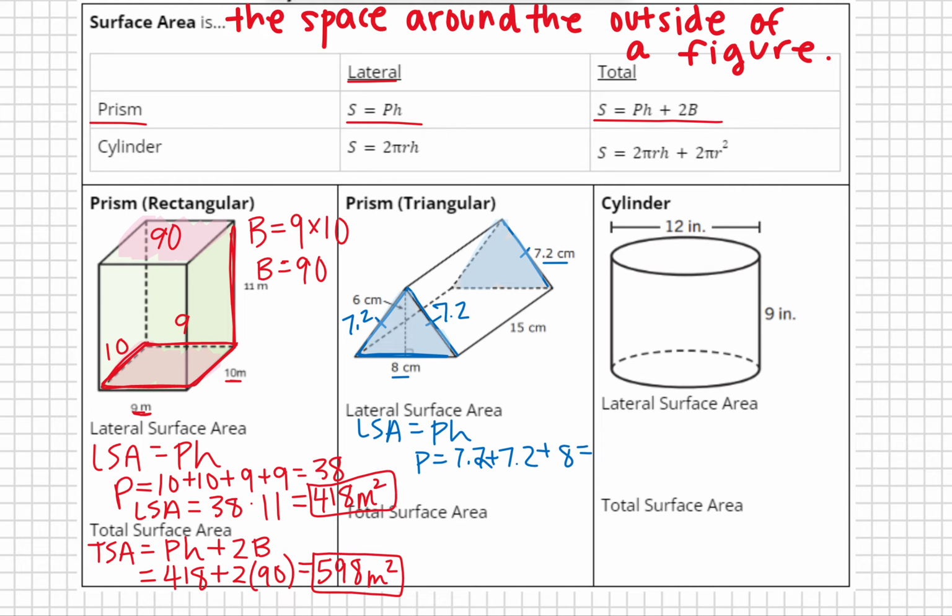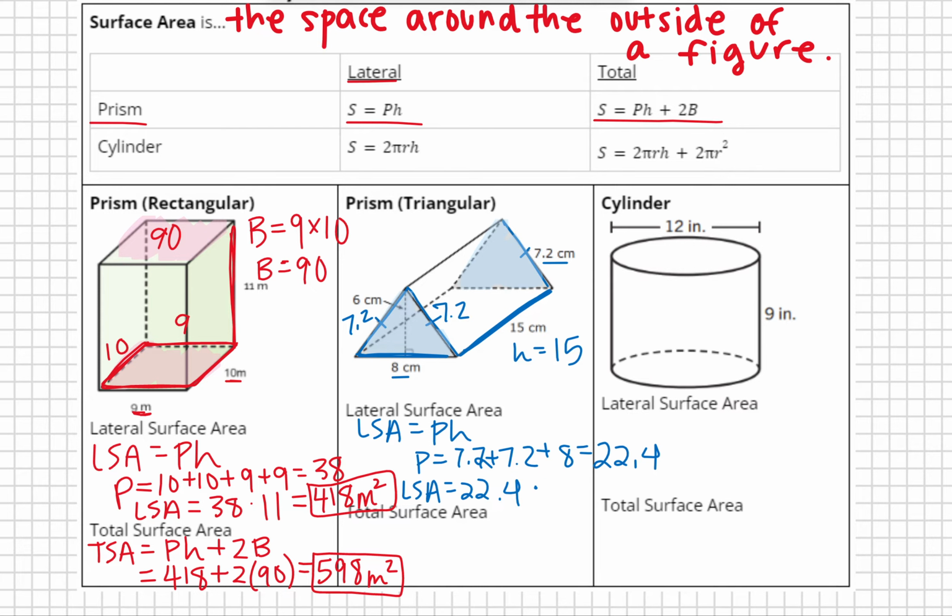$22.4 is my perimeter. Putting it in my lateral surface area formula, perimeter is 22.4, and then the height, looking back at the diagram, if the triangle side was on the ground, then this side right here that I'm coloring right now would be how tall the figure would be if the triangle's on the ground. So my height is 15. So let's do times 15 here.